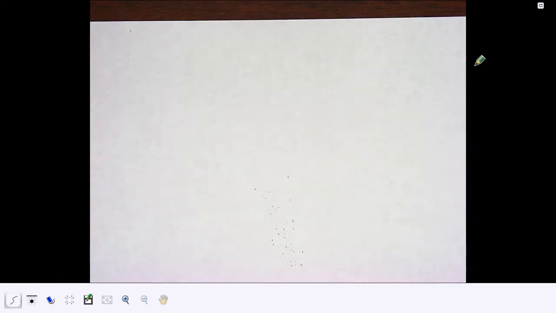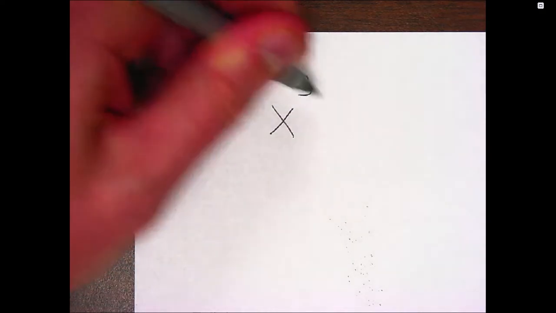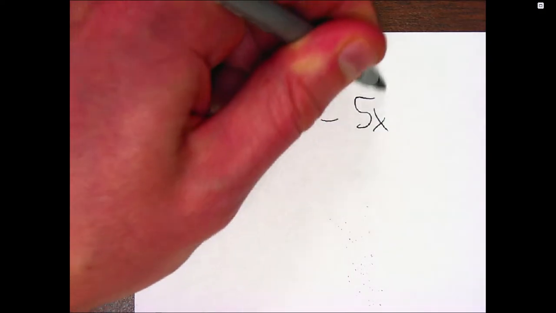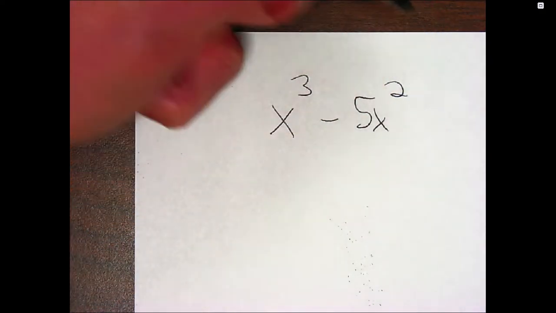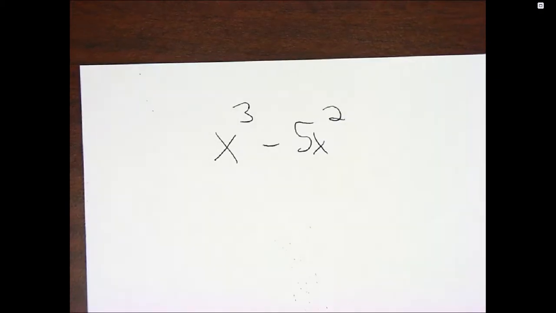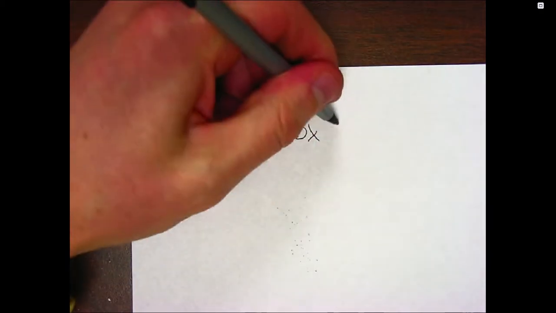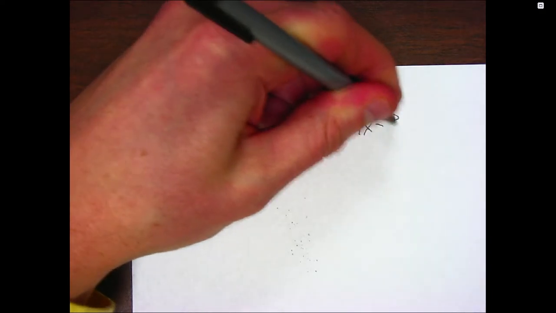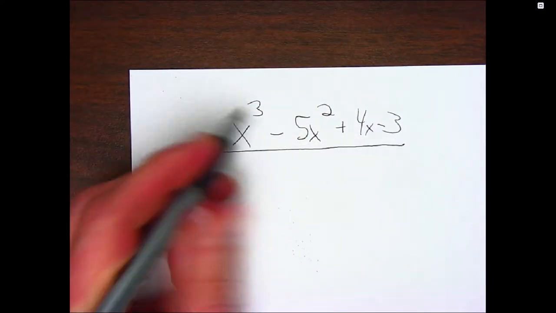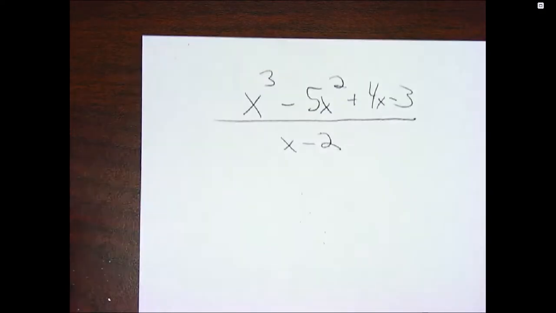All right, so first we're going to review polynomial division. So dividing two polynomials, there's a couple ways you can do this. And so here's our first example, which would be good to have in your notes. x cubed minus 5x squared plus 4x minus 3, and we'll divide that by x minus 2.